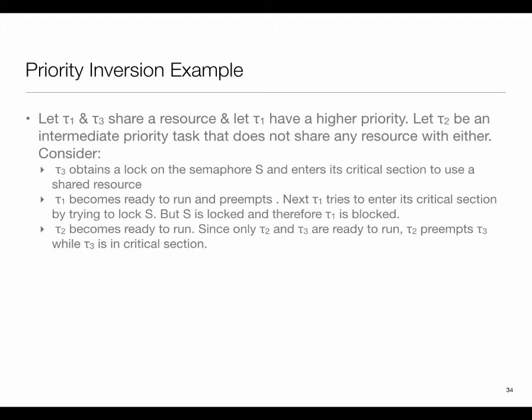So now consider task 3. Task 3 obtains a lock on that shared resource, that semaphore, and it starts using it. So at some point, task 3 was running because neither task 1 nor 2 was ready. Task 3 started running and took a lock on the shared resource. Then task 1 arrived. It's the highest priority task, so it begins to run. And at some stage, task 1 needs the resource, except that it doesn't have it. Task 3 has grabbed the resource. So task 1 is blocked.